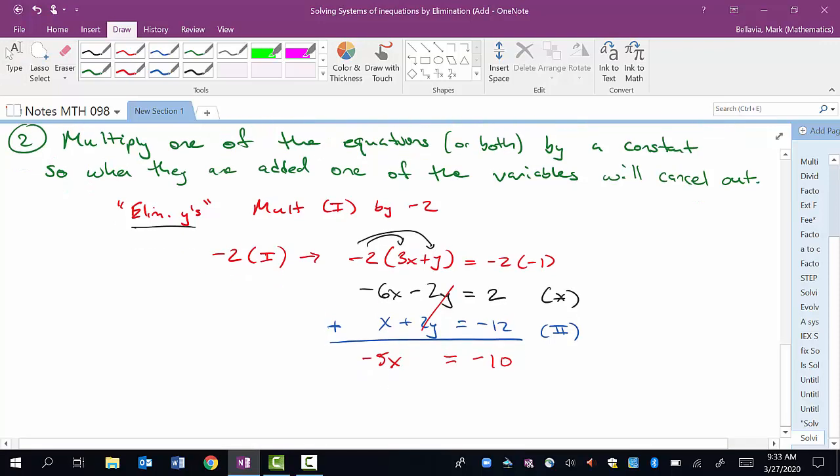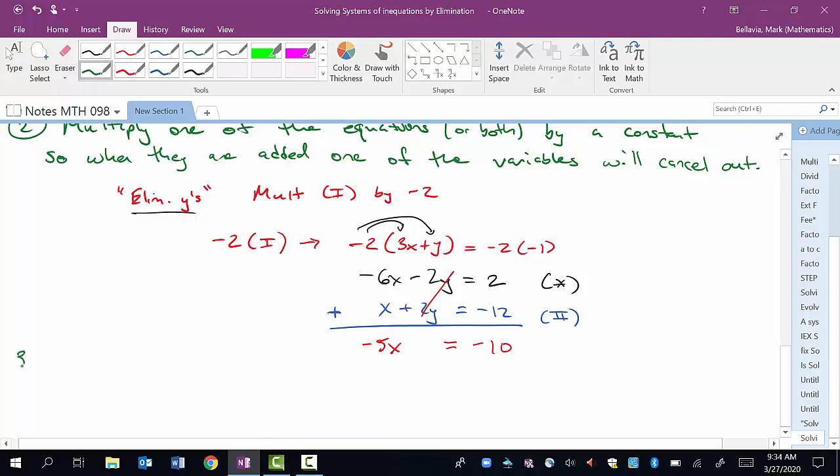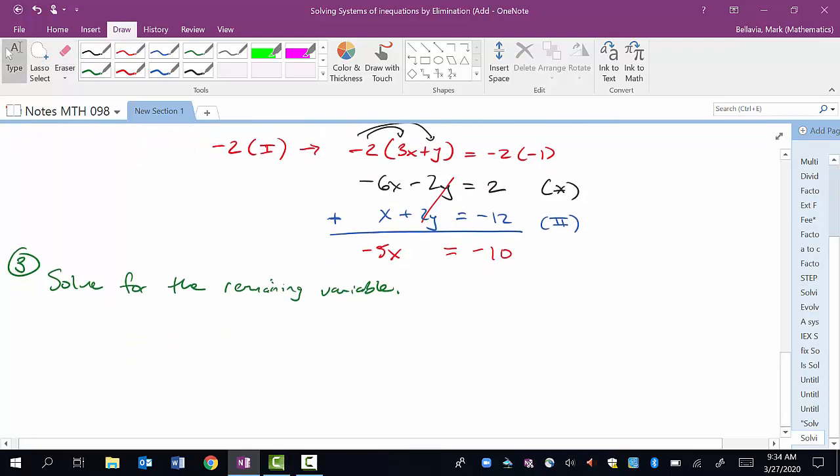And then we want to solve this, right? So step 3, once you've added these together, you should only have one variable left. So we want to solve for the remaining variable. We only have x's left because we chose to eliminate y's. So if I have negative 5x equals negative 10, I'm going to solve this and divide by negative 5 on each side. End up with x equals a positive 2.